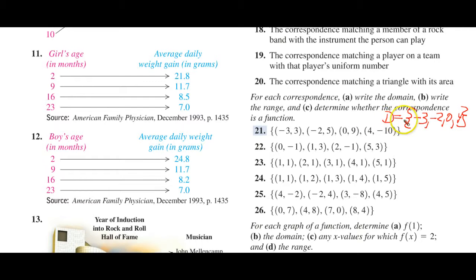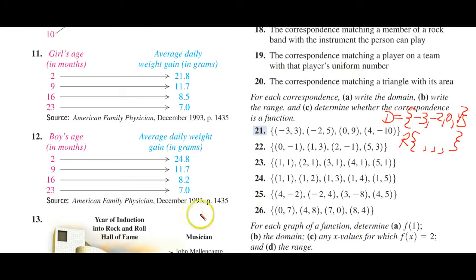Now, since the domain elements are not repeated, this is a function. If they were repeated when we wrote the roster notation, we would only write it once, but we would then note that it's not a function. And then the range, again, is done in a similar way. If an item is repeated, 3, 5, 4, -10, no. So you would write each one out. And that would be true for all of these.